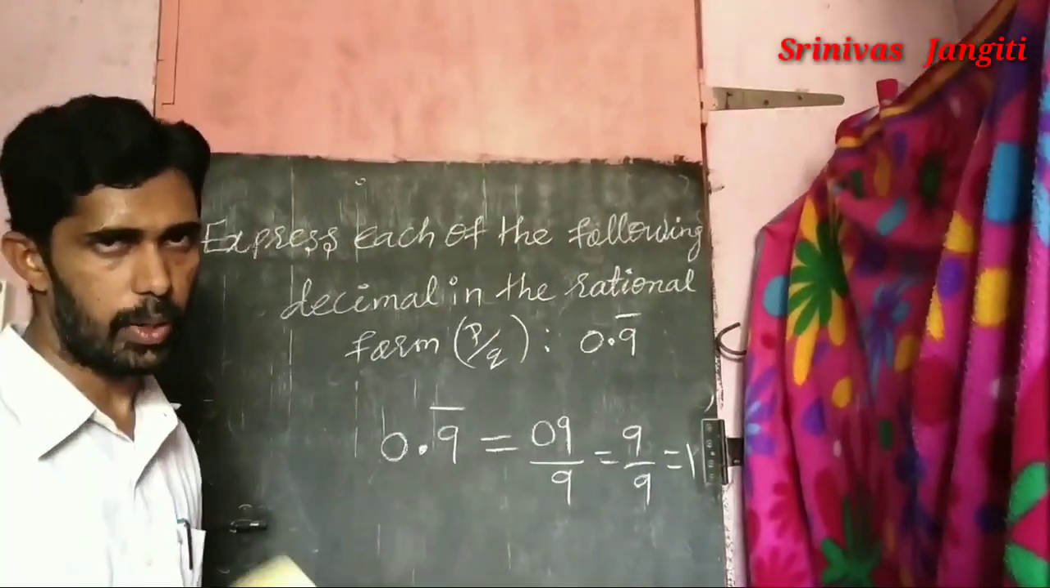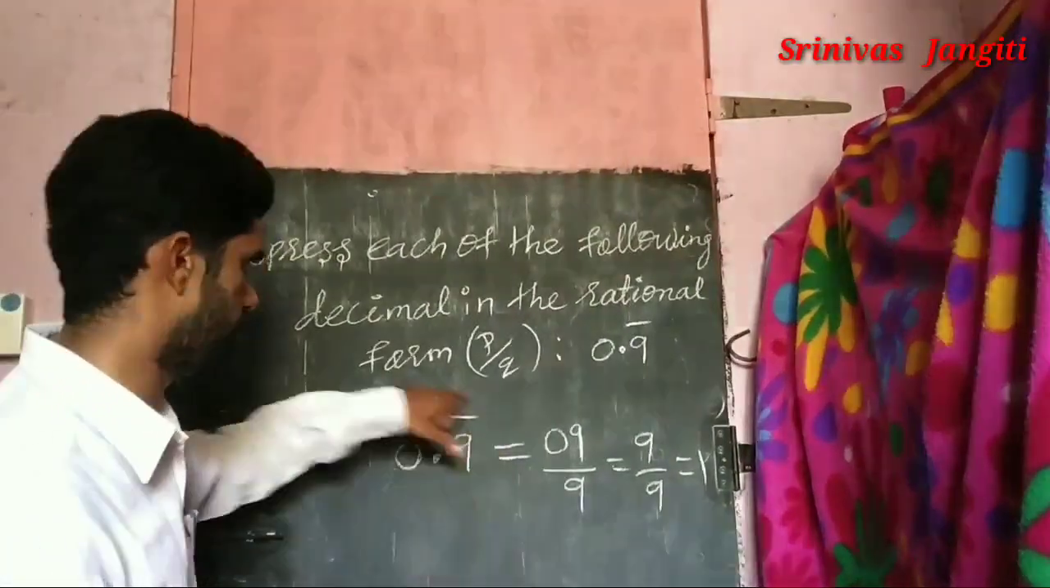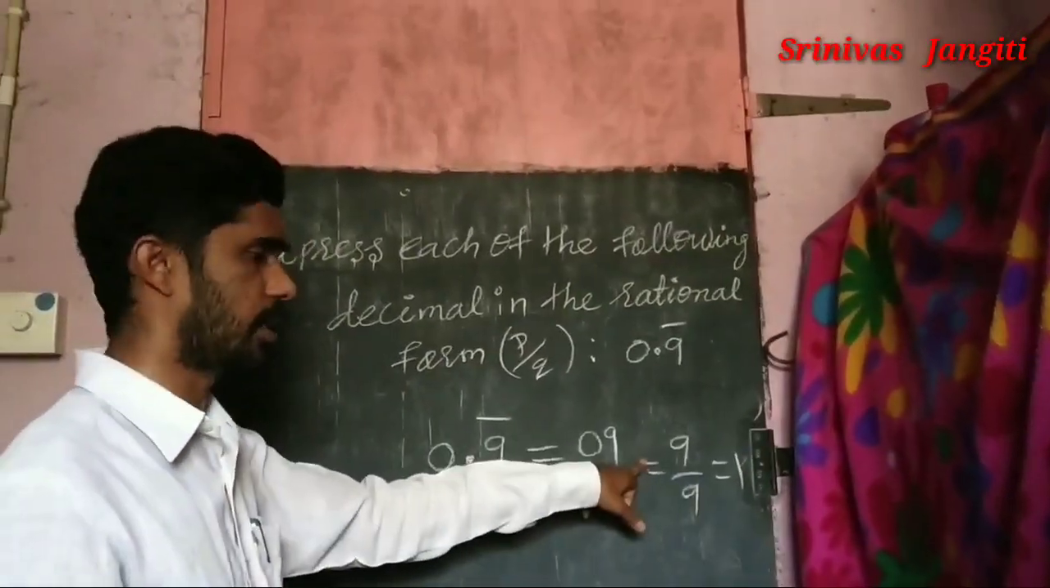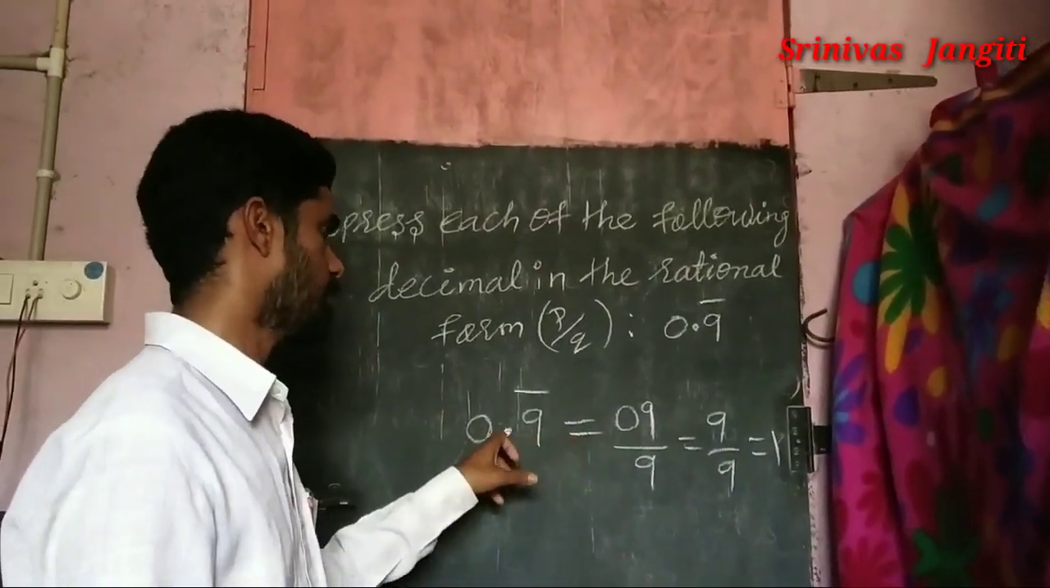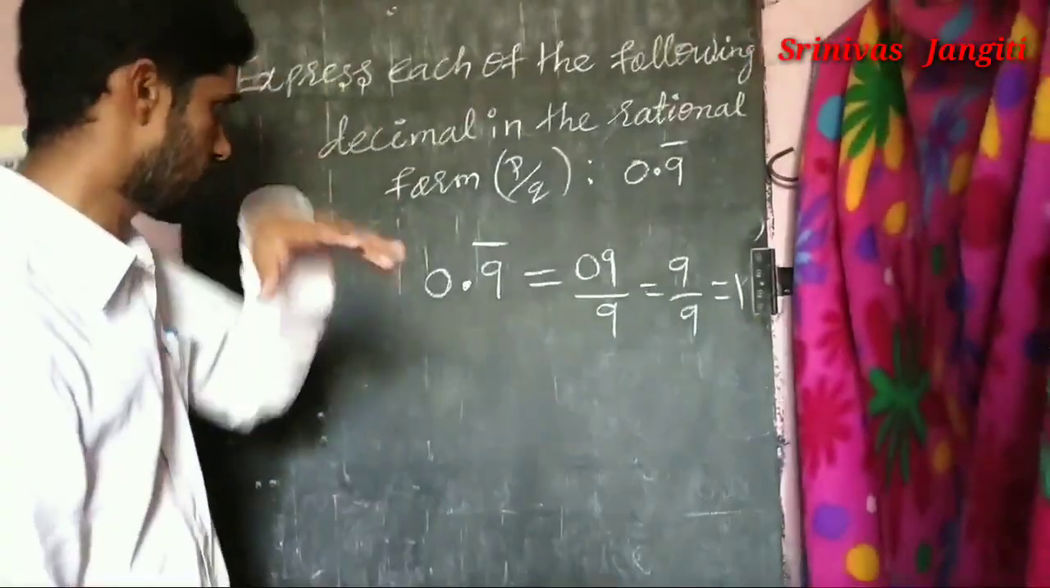I understood, I hope you understood. Nothing here: 0.9 bar, right? First you write this total number. What is this total number? 0, 9. After that, for your subtraction purpose, where nothing is there, 0 is there. That's directly 9 by 9, which is 1.